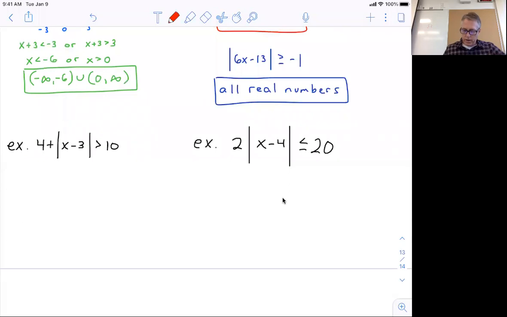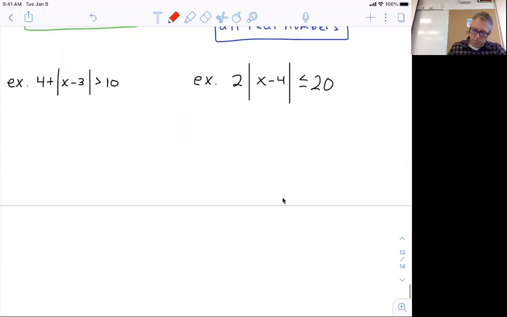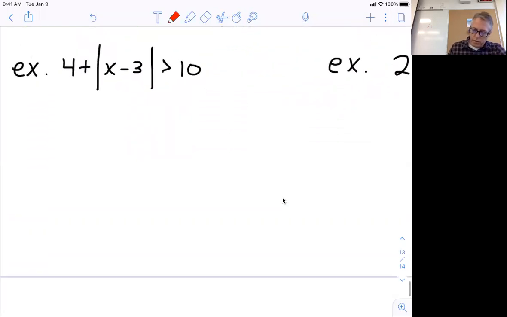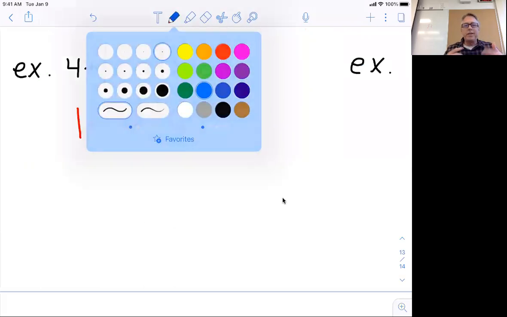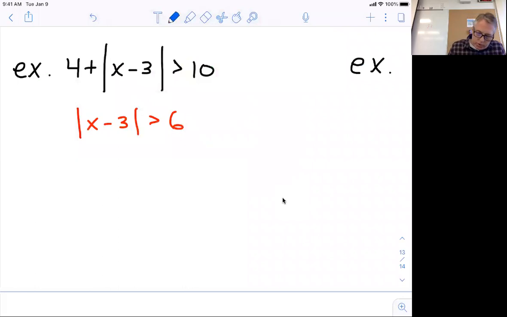All right, let's take a look at these couple of problems together. So the first one here, I'm going to move the 4 over. So I have the absolute value of x minus 3 is greater than 6. Okay, subtracted 4 from both sides. Now I do my visualization, and I say that I'm writing it out, but you guys don't have to.